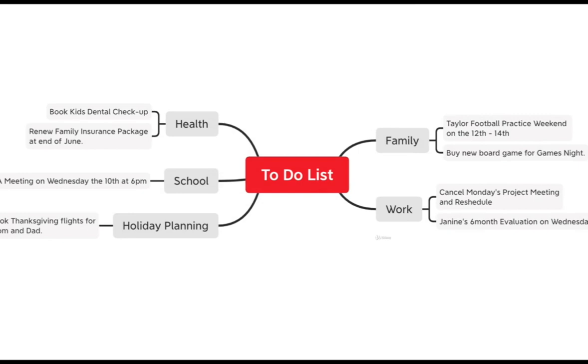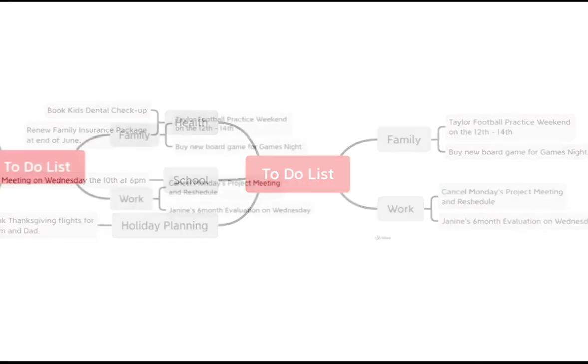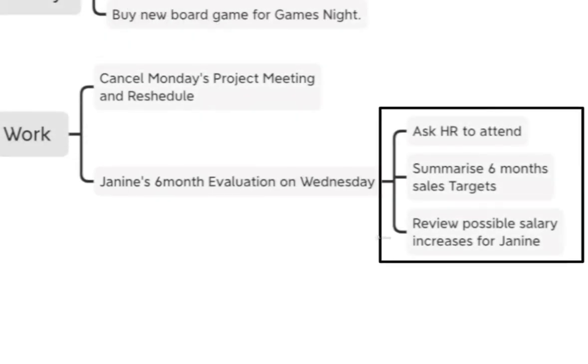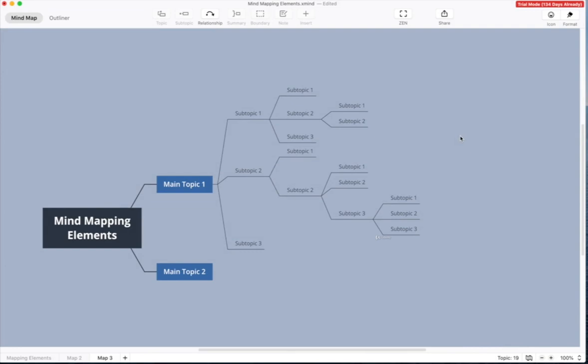And here are some example subtopics that fall under the main topics in our to-do list. Now, these are all pretty straightforward tasks. If one of these tasks was a little more complex, then that task could have multiple subtopics as needed. Now, as you can see, once you start branching out with subtopics, the design can become quite complex. So, in our mind mapping software, we have the ability to collapse or expand branches as needed, because obviously you're not going to need to see all of this information at any one time.